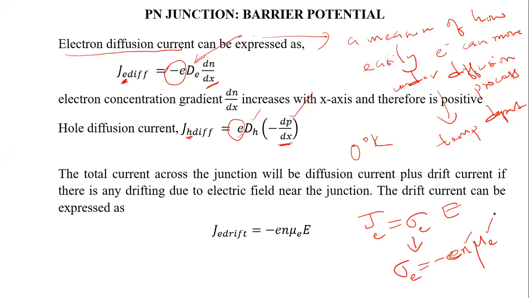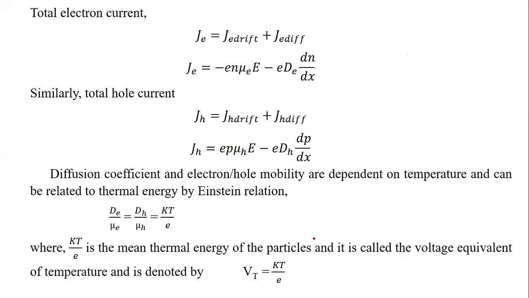Mu e, as I discussed before, is a measure of how easily electrons can move under the action of an electric field. How easily electrons can move under the action of electric fields is defined as the mobility of those electrons. So we can define the drift current like this, and also, again, we can define the drift current for holes.